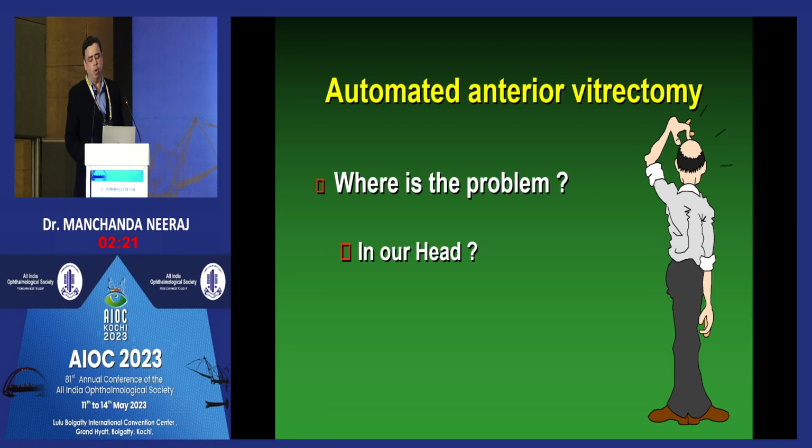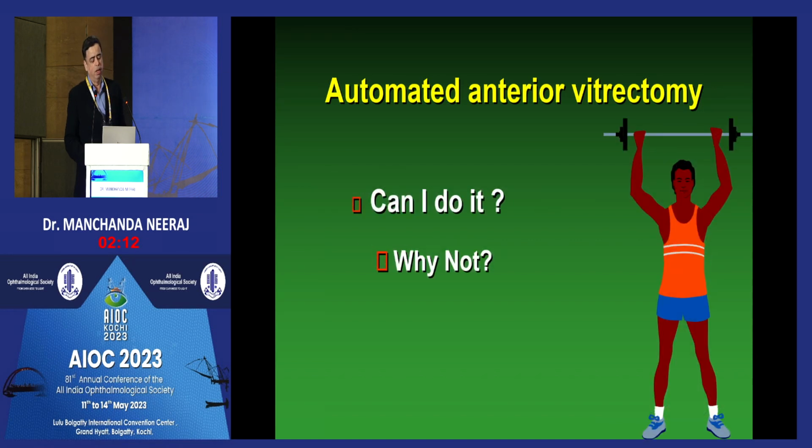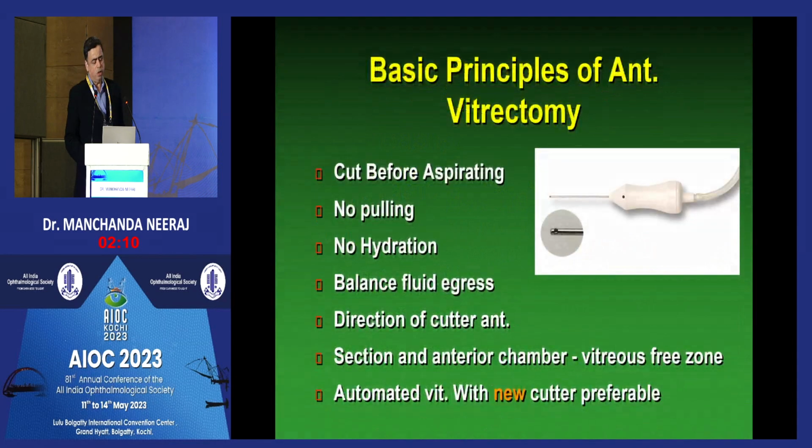What is the problem? The problem of automated vitrectomy is in our head. We have been doing a lot of courses in our hospital also, teaching people on model eyes about anterior vitrectomy. Don't be scared. It is a very simple procedure. Why can I not do it? It is so easy that it is not difficult at all.